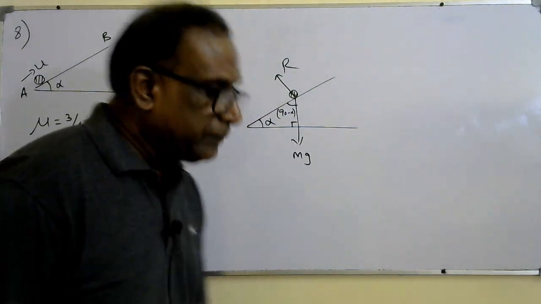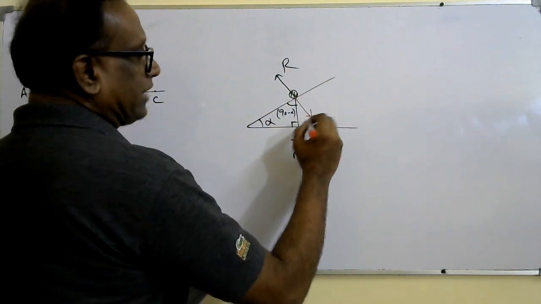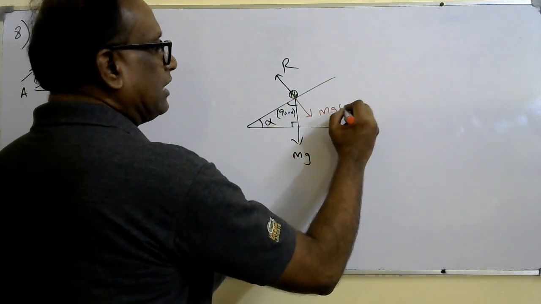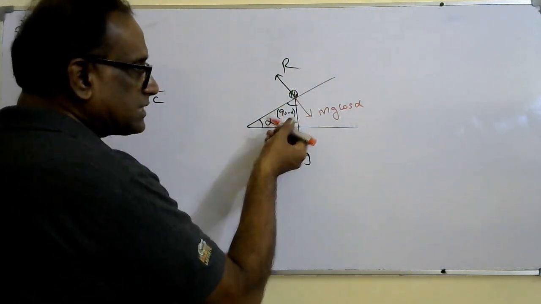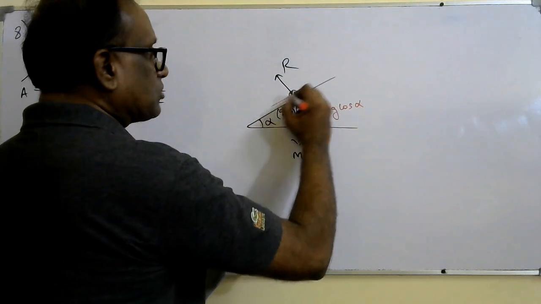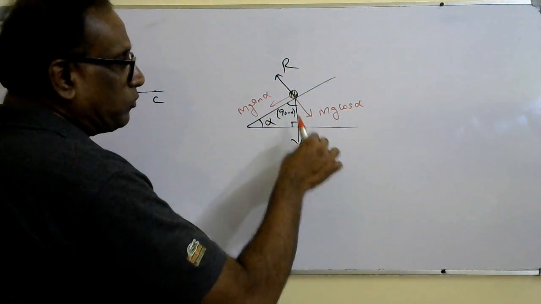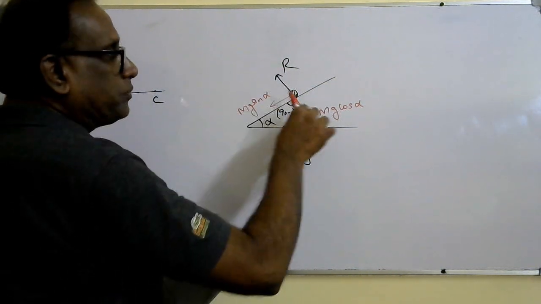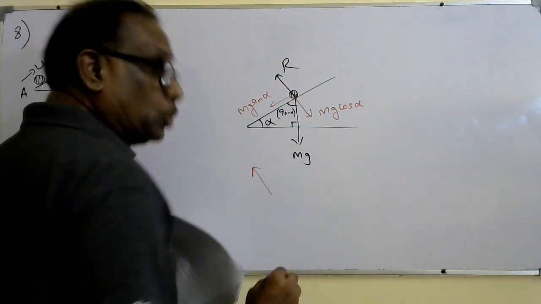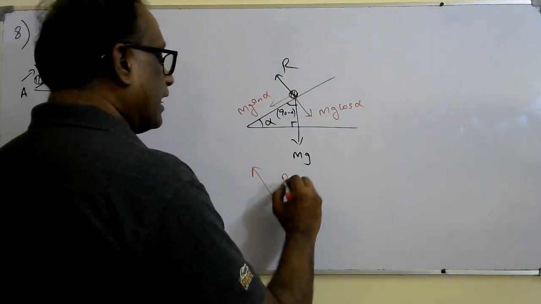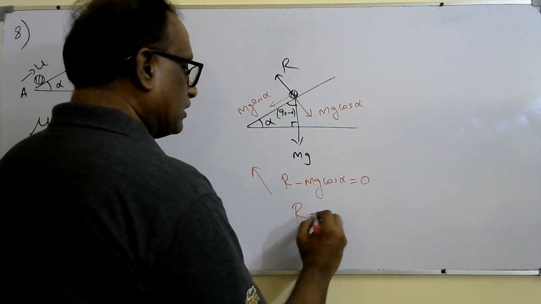The component of the weight perpendicular to the slope is mg sine 90 minus alpha. This is 90 minus alpha. mg sine 90 minus alpha, that is mg cos alpha. The component of the weight along the slope down is mg cos 90 minus alpha, so mg sine alpha. There is no motion away from the slope, which means no acceleration along this direction, so R minus mg cos alpha equals 0, R equals mg cos alpha.